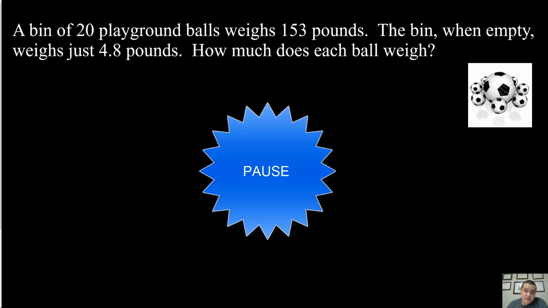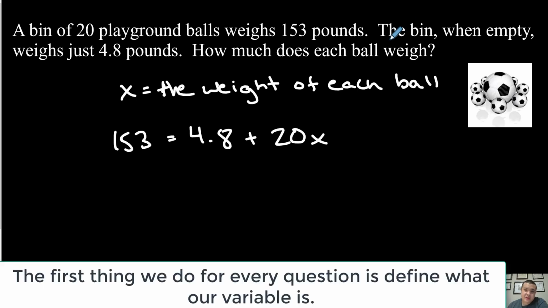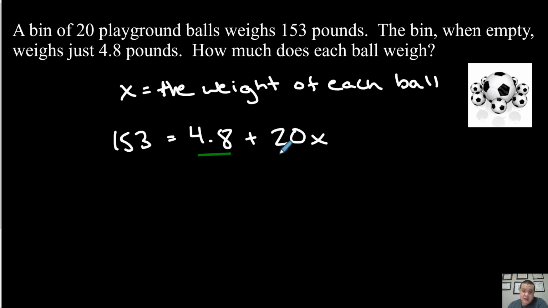Go ahead and try this question out on your own. How you should have set it up was 153 pounds equals the weight of the bin itself, which is this 4.8, plus the weight of the 20 balls. We don't know how much that is overall, but we know that each ball weighs x pounds, so the balls weigh 20 times x pounds. Now we have to solve for x, get x by itself on one side. So we're going to subtract 4.8 from both sides.